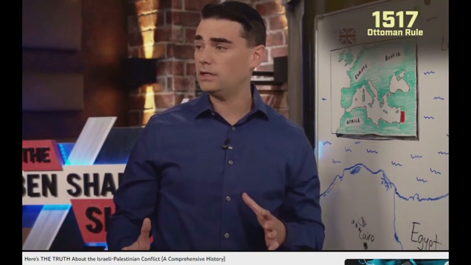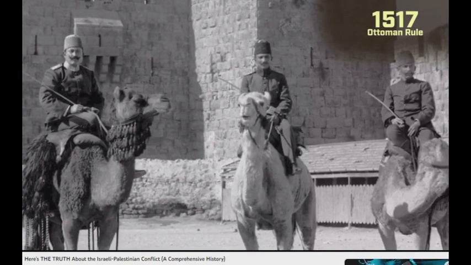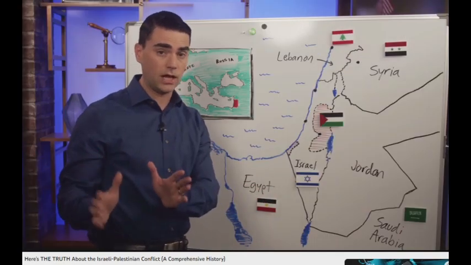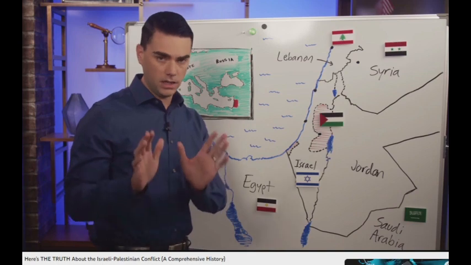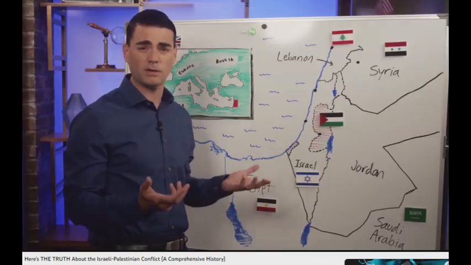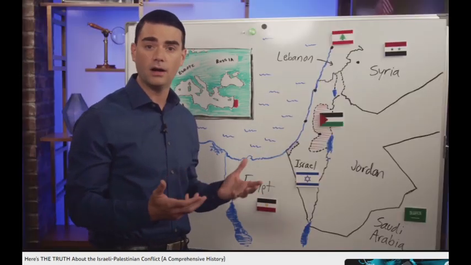In 1517, the Ottoman Empire, another Muslim empire, takes over the entire area. Now, understand, since the destruction of the Kingdom of Judea, there has not been a single independent state called Palestine set up any time in here. It has always just been a territory of an outlying empire, and pretty sparsely populated, actually, because there wasn't a lot there, as it turns out.